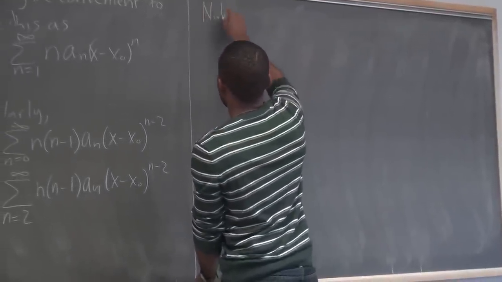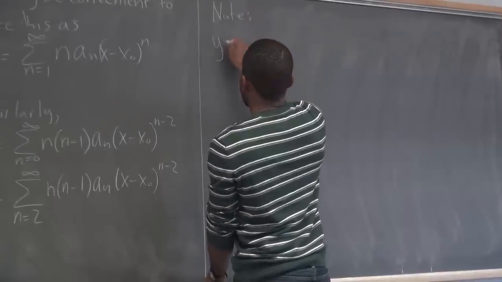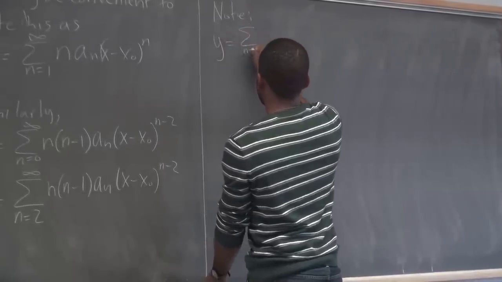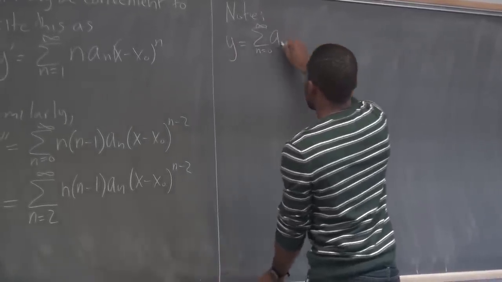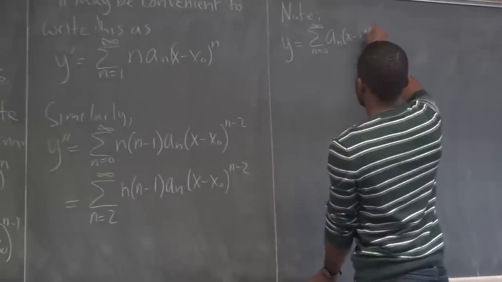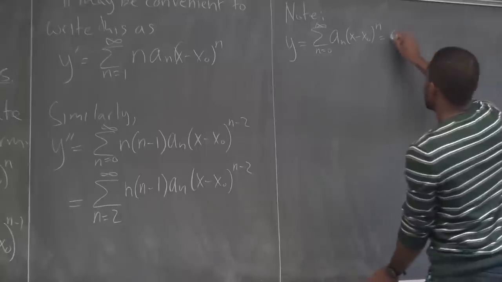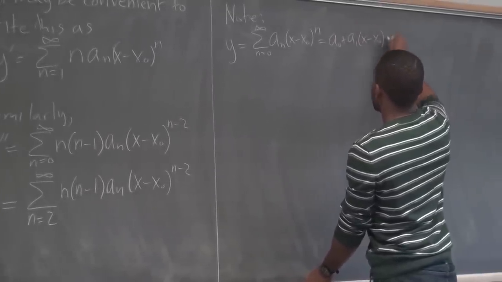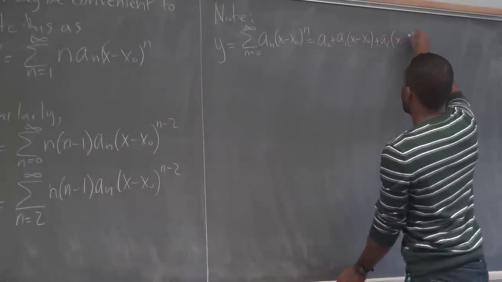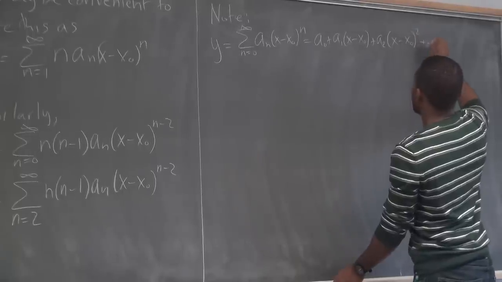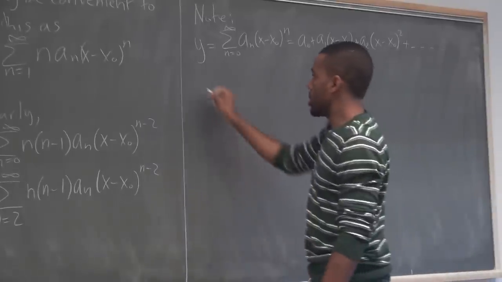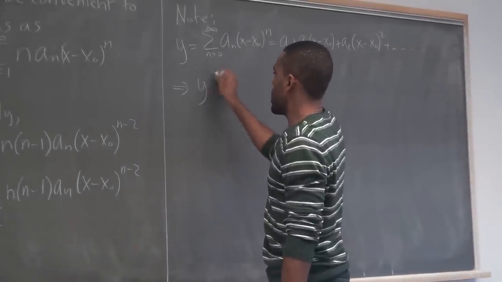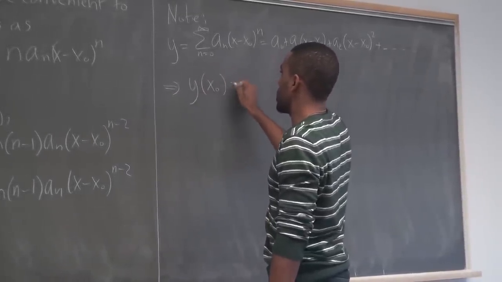Notes. Our y, we're assuming to have the form the series of a n, x minus x naught to the n, which is just a 0 plus a 1 times x minus x naught plus a 2 times x minus x naught squared, which means if I evaluate y at the point x naught, what do I get?